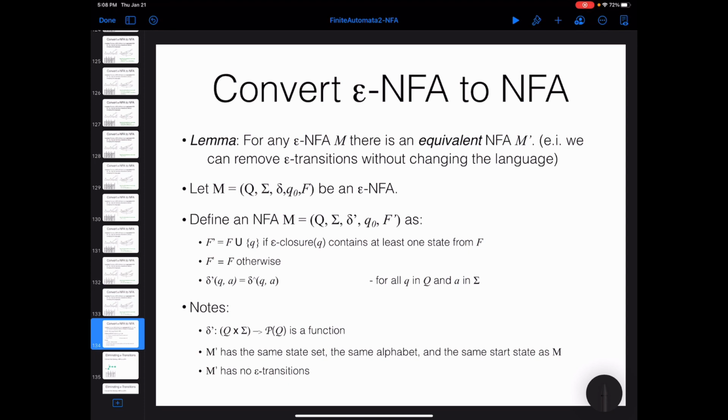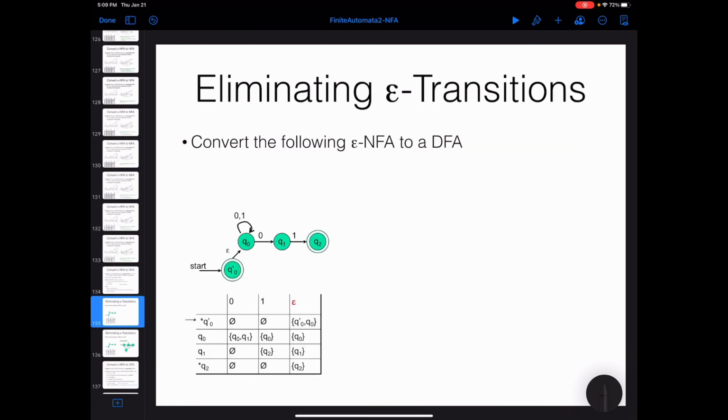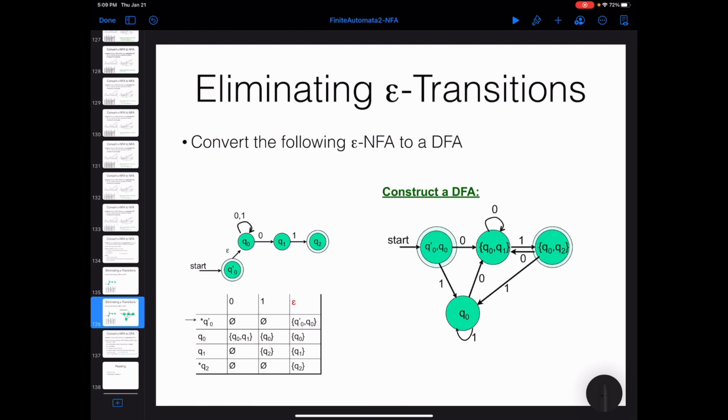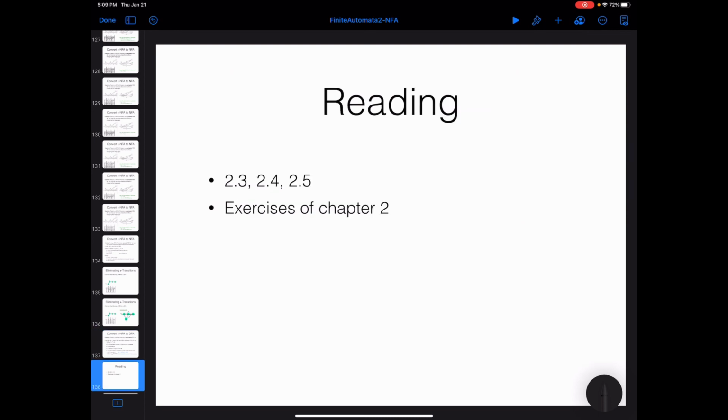Okay, so we are done with the discussion of epsilon NFA. We have shown that epsilon NFA, NFA, and DFA are equivalent. You can convert them to each other. Here I have one more example for you. You can check it out. Try to convert this epsilon NFA to a DFA. The solution is here. And this is going to finish chapter 2. So read sections 2.3, 2.4, and 2.5.